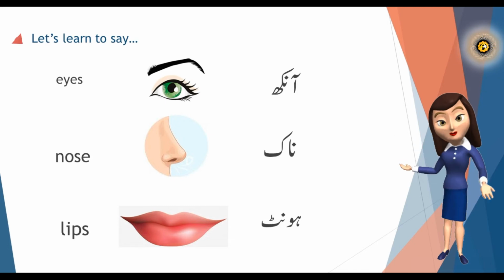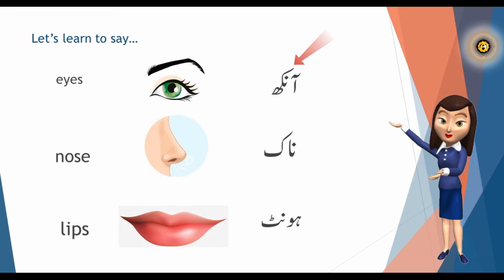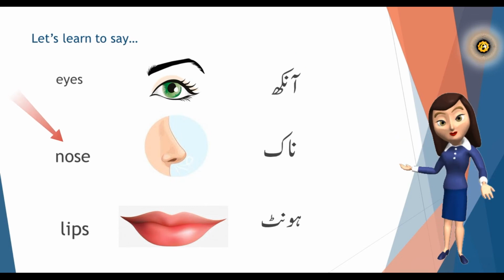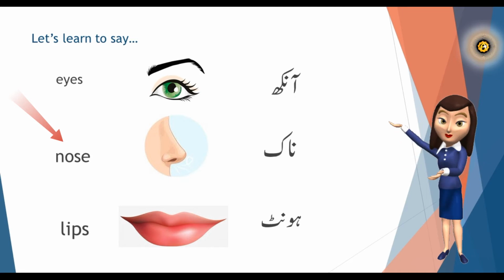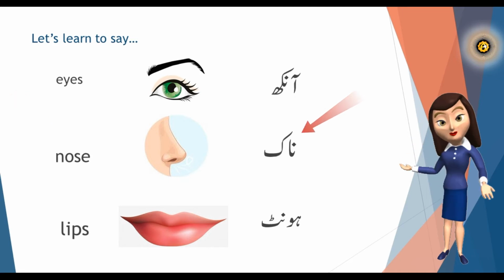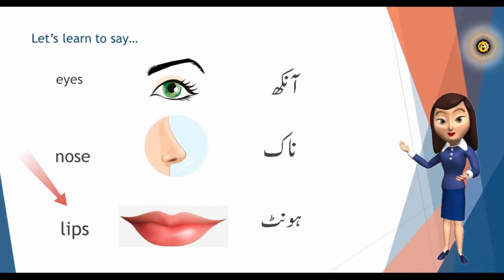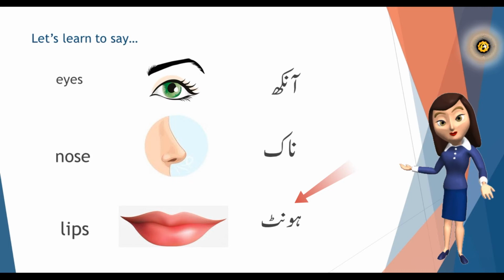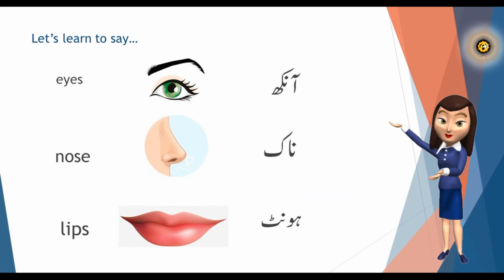In English we say eye and in Urdu it is aankh. Then in English we say nose and in Urdu it is naak. Then in English we say lips and in Urdu it is haunt. Repeat many times for better practice.